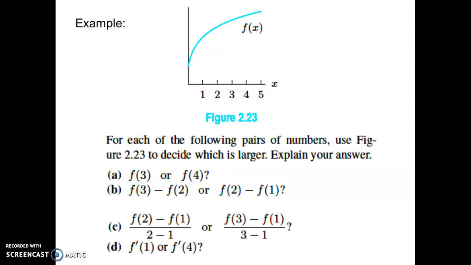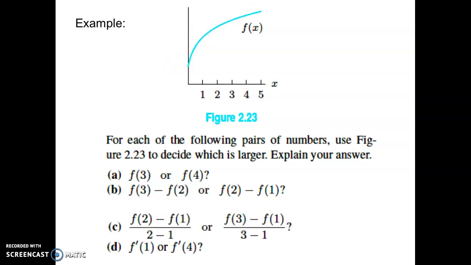Part C asks us for f of 2 minus f of 1 over 2 minus 1. Wait a minute, that's simply slope between 2 points. So this is between f of 2 and f of 1. That's the slope between those 2 points. Or f of 3 minus f of 1 over 3 minus 1. That is the slope between f of 3 and f of 1. Which of those two slopes is bigger or steeper? The first one is a steeper slope, a more positive slope.